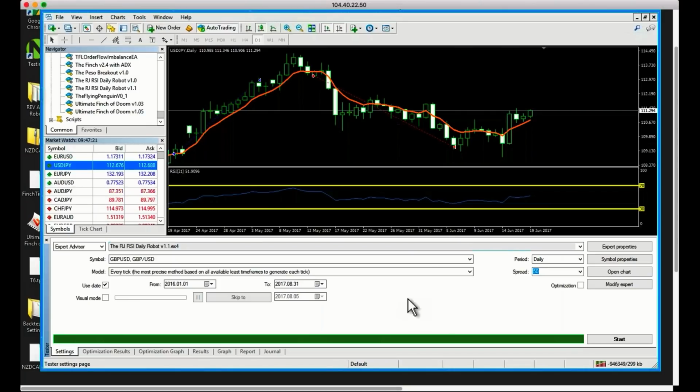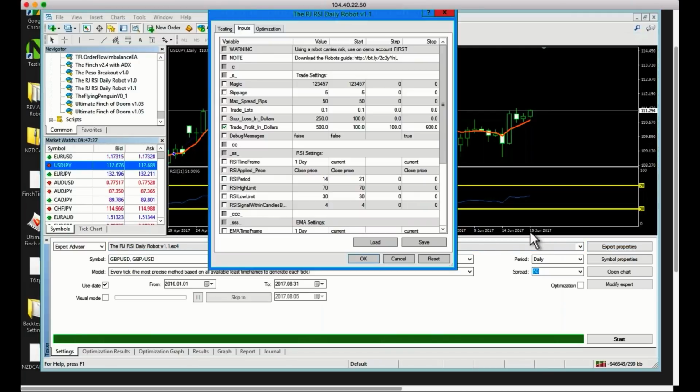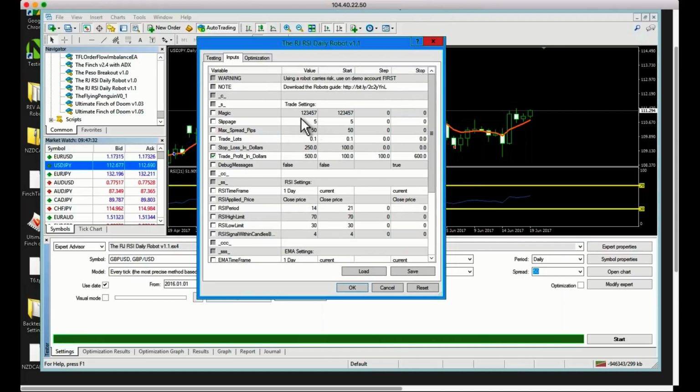So here I am inside of my tester account with the Rj Rsi Daily Robot version 1.1. That's the latest version as of the time I'm doing this video. And then we've got some settings. The magic number, which distinguishes robot trades from discretionary trades. Slippage, which is, of course, you know what slippage is. The max spread, pips, is the maximum spread that can occur if a trade is going to be taken. Lot size for the trade, stop loss in dollars, profit in dollars.